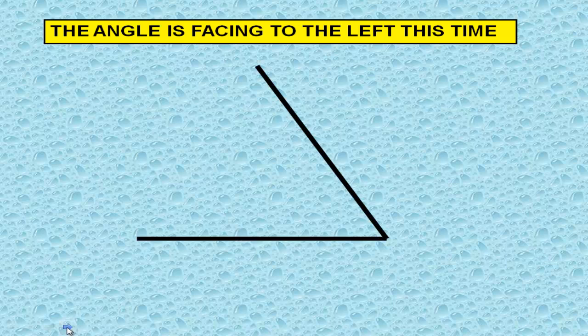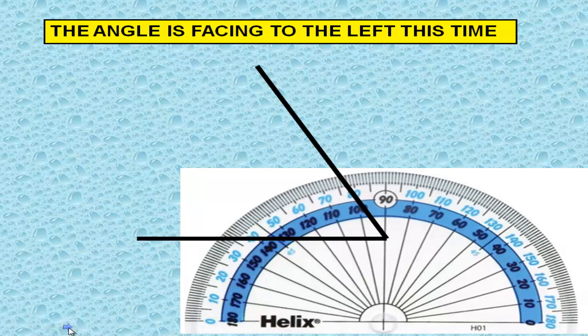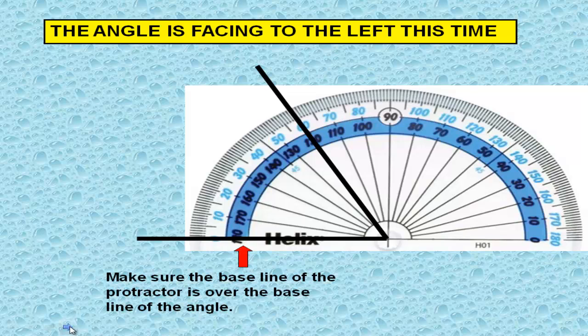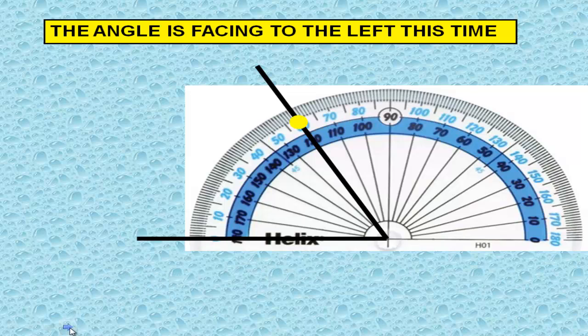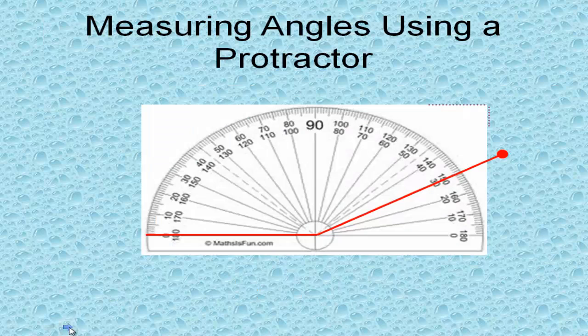Now, I have an angle that's facing to the left. Watch what happens when I try to measure this. Remember that I align the vertex with the crosshairs. There it is. And now look at the baseline for this angle. It touches 0 where the outside numbers are. So those are the numbers I'm going to use for this angle. So how much does this angle measure? It measures 60 degrees. We use the outside numbers, and there it is. The angle is 60 degrees. Good.